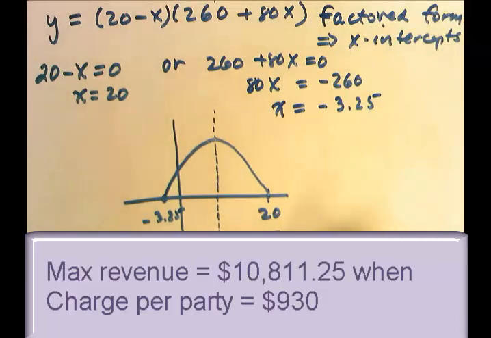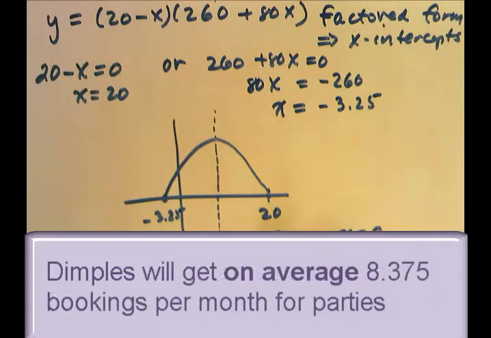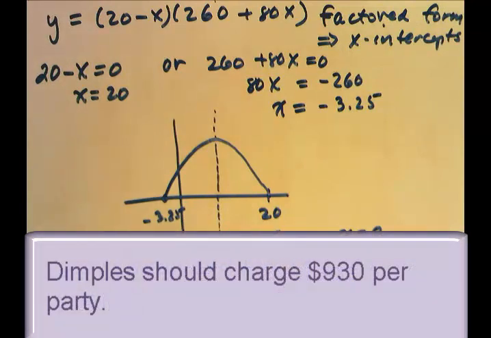This is a little bit different than what the textbook says. The textbook assumes that Dimples can only lose whole parties, but in actual fact we're looking at whether Dimples can charge $900 or $930. It makes sense that he could charge $930 and still lose partial parties. In some months he would lose more than 8, and others he would lose less than 8. This is how you should analyze the question. Dimples then should charge $930 for each party.